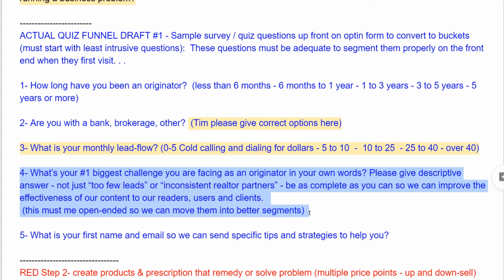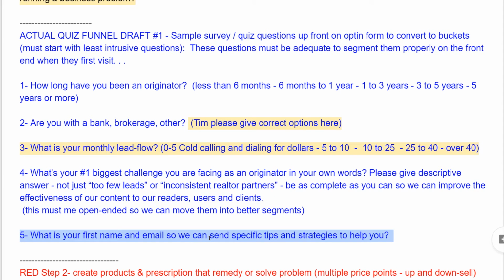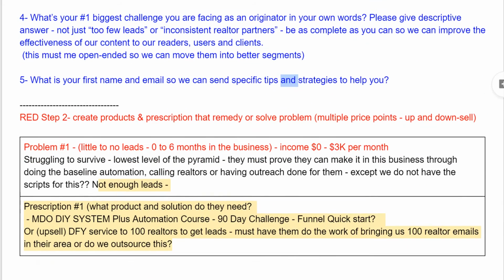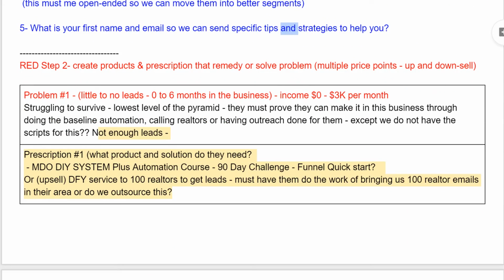These are all things I've taken from Ryan Levesque's survey process that he's made millions of dollars with on multiple different industries. So then 5, finally, after they do this, what's your first name and email, so we can send specific tips, strategies, directly to you. And we'll change the words on that. That's just this rough draft. So step 2 is the red. This is where the actual problems and our prescriptions are. So we need to nail these problems, prescriptions, and we can have different price points in the prescription. But I'm not worried about that.